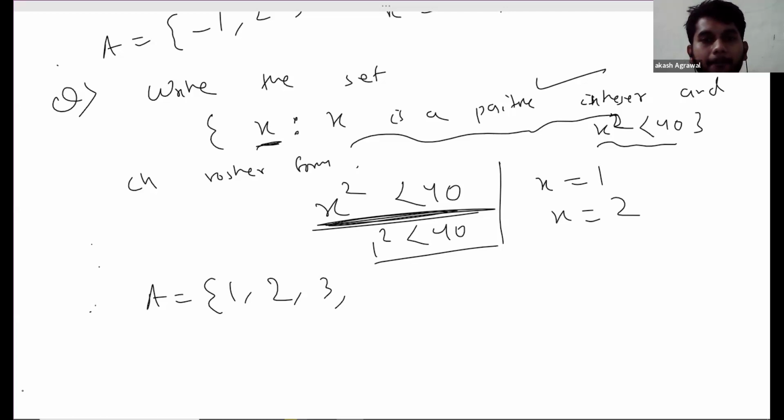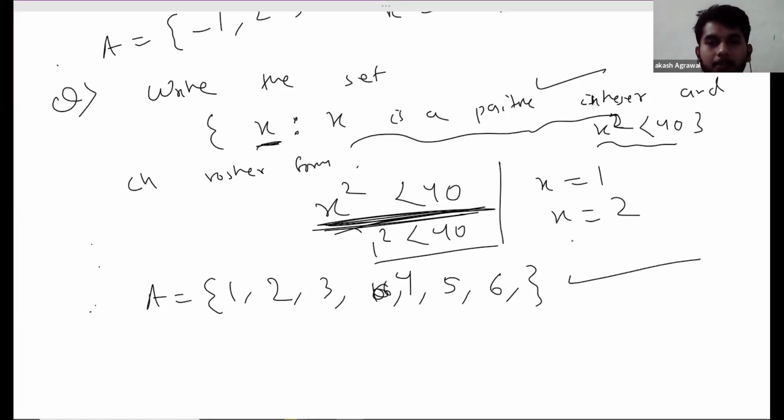4 का स्क्वायर? 16. 5 का? 25. 6 का? 36. 7 का? 49. तो क्या 7 का स्क्वायर इज लेस देन 40? No, sir. तो यही तो होगा ना बस. ओके. आगे समझ में आया? Yes. Understood. All right. So this is the answer.